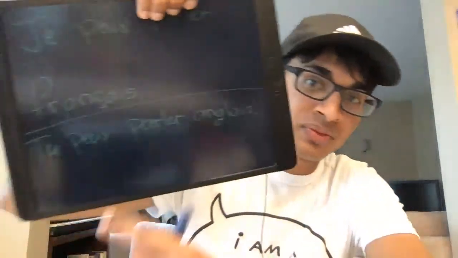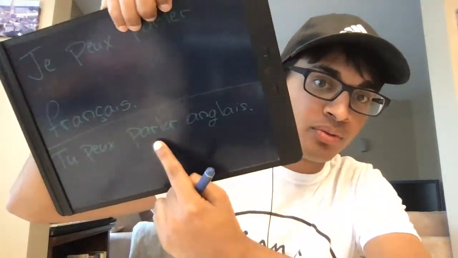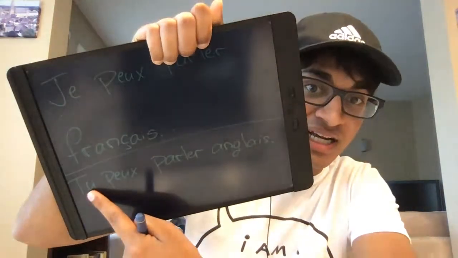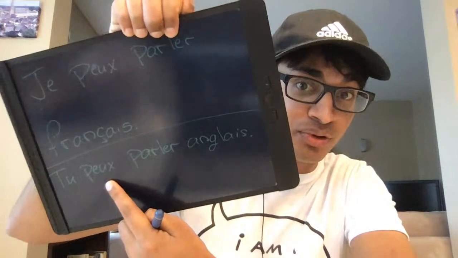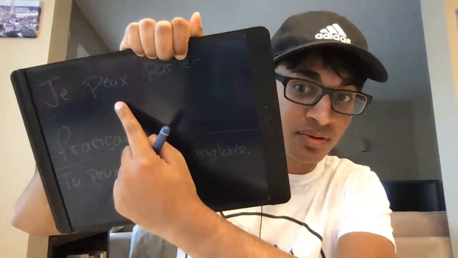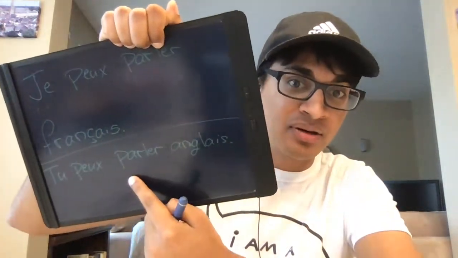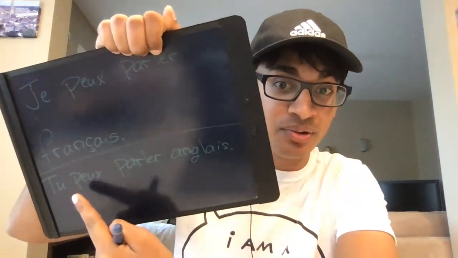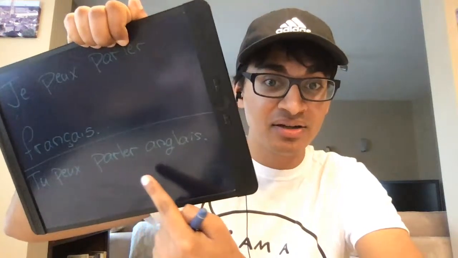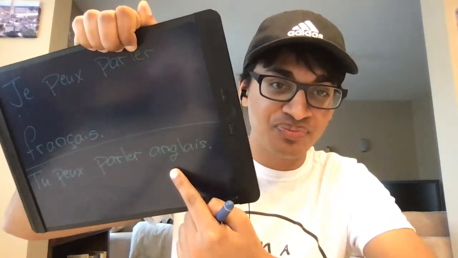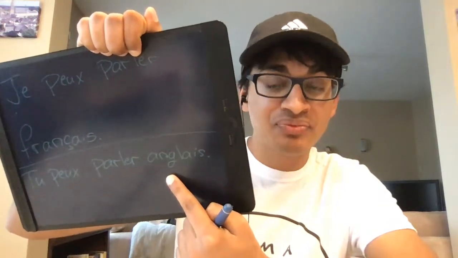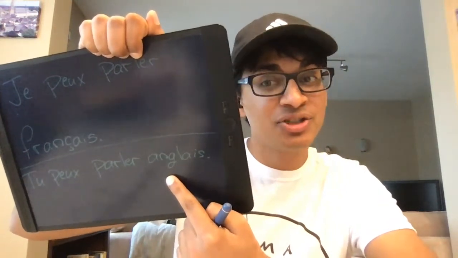What does that mean? Let me show you. Tu peux parler anglais. We know tu. We've seen it a million times. You. We know peux. We saw it up here. What is peux? Can. We know parler. We've seen it up here. Speak. You can speak. Anglais is English. Tu peux parler anglais. You can speak English. Hopefully.